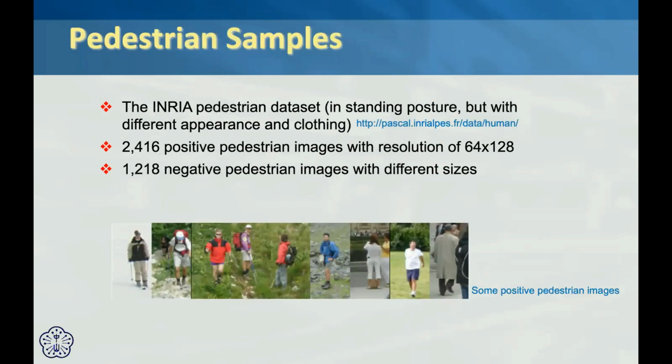In order to train the classification, we need to apply pedestrian samples. Pedestrian samples come from the INRIA pedestrian data set. In this data set, they have positive pedestrian images and negative pedestrian images. The positive pedestrian images are all with the same resolution of 64 times 128. However, the negative pedestrian images are with different sizes.